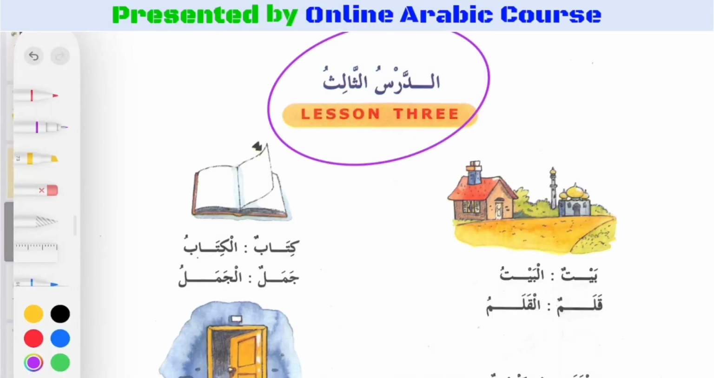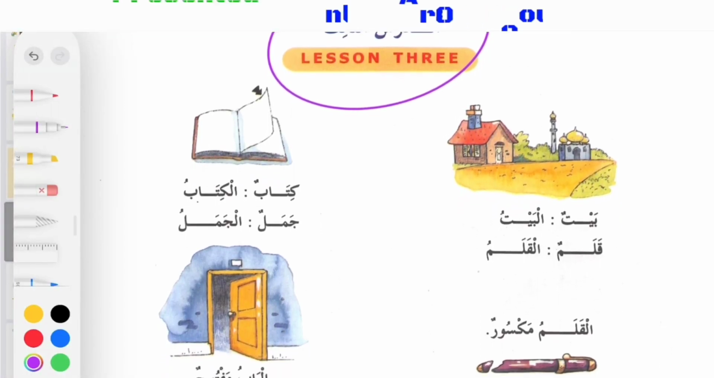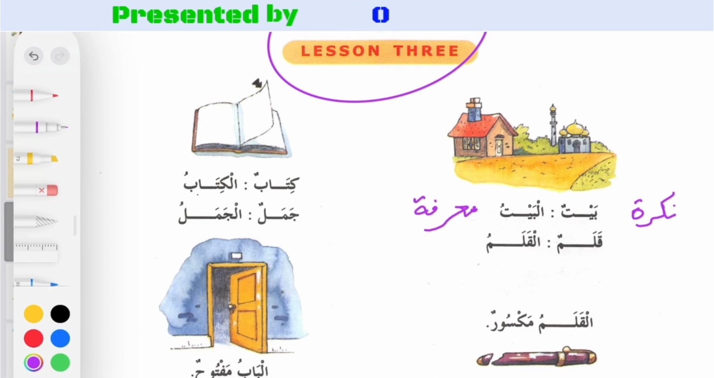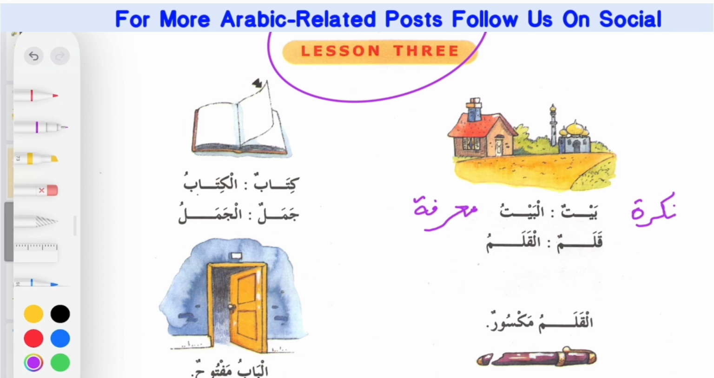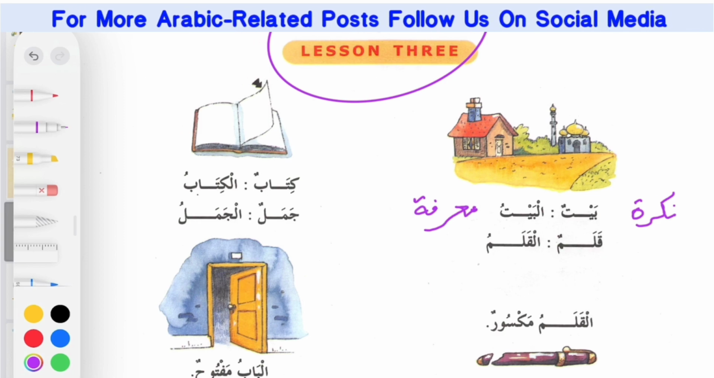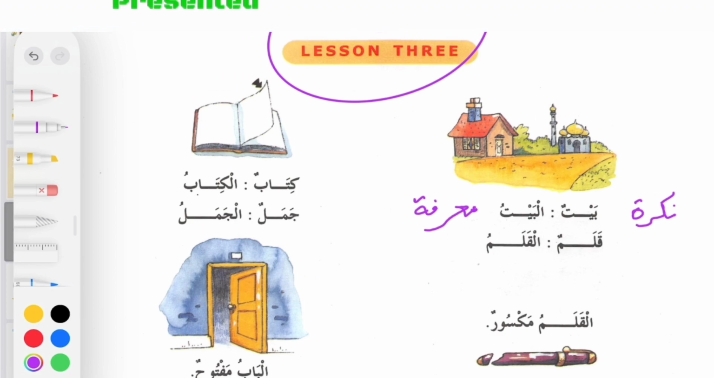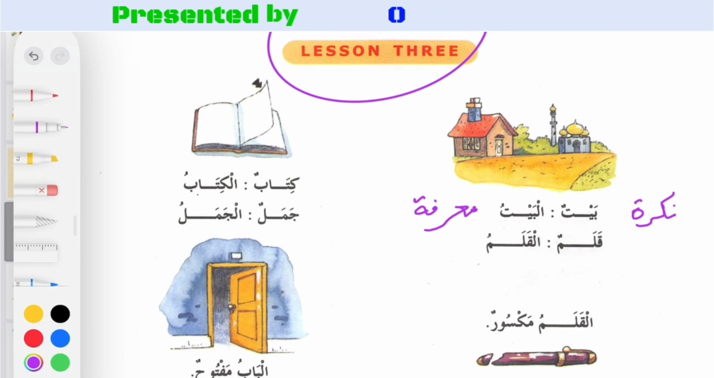Today's lesson is about Nakira and Ma'rifa. And now, what is Nakira and what is Ma'rifa? In short, Nakira means indefinite and Ma'rifa means definite. Nakira, indefinite; Ma'rifa, definite. And now, how to recognize them in Arabic?